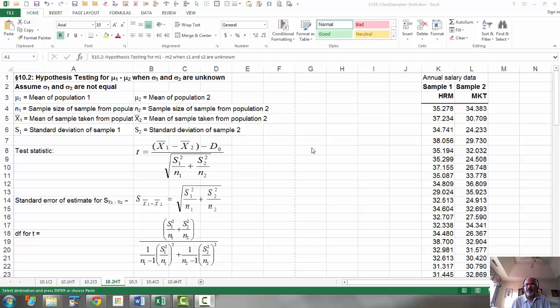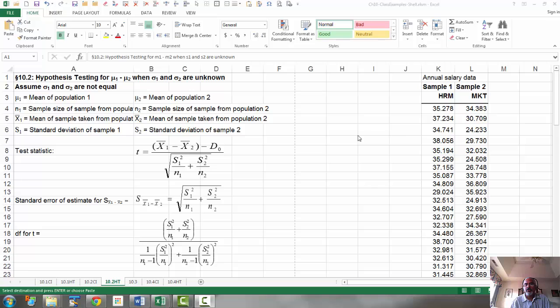And now let's look at an example where the raw data is given. So far, in all the examples that we've seen, the sample statistics like sample average, standard deviation, and sample size were all given to us. What if we have the raw data and we have to develop that information ourselves?